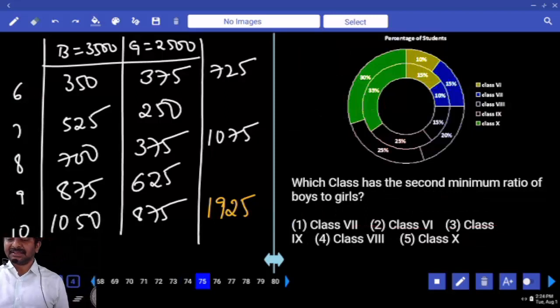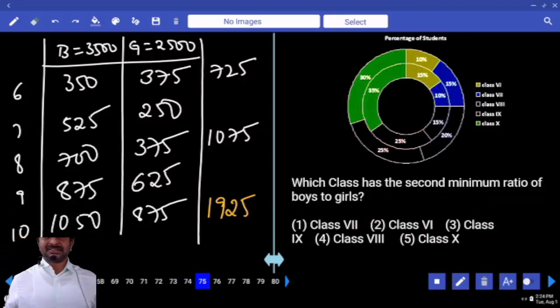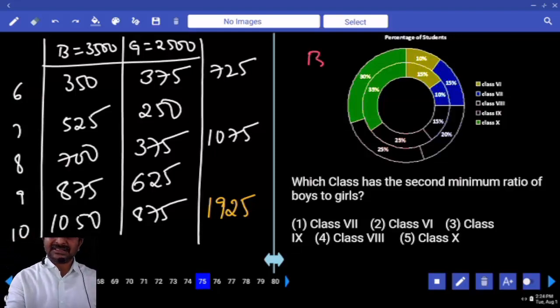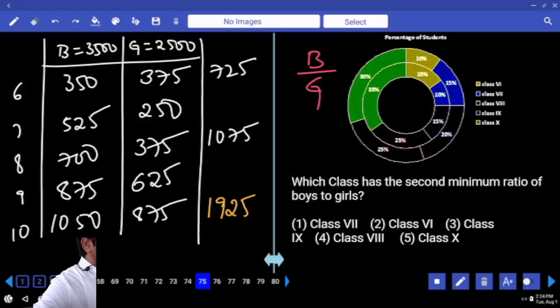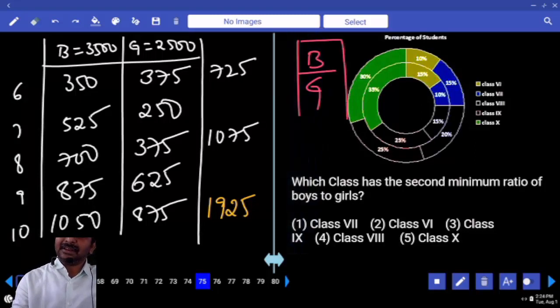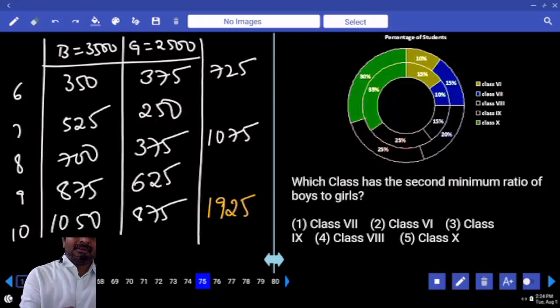Which class has the second minimum ratio of boys to girls? Now boys to girls in a sense B by G. Is this value has to be more or less? Maximum or minimum? Minimum. See, if you have ratio in a fraction form, we have proper fractions and improper fractions. Proper fraction value is less than 1. But improper fraction value is more than 1. Right. So now, boys to girls ratio.